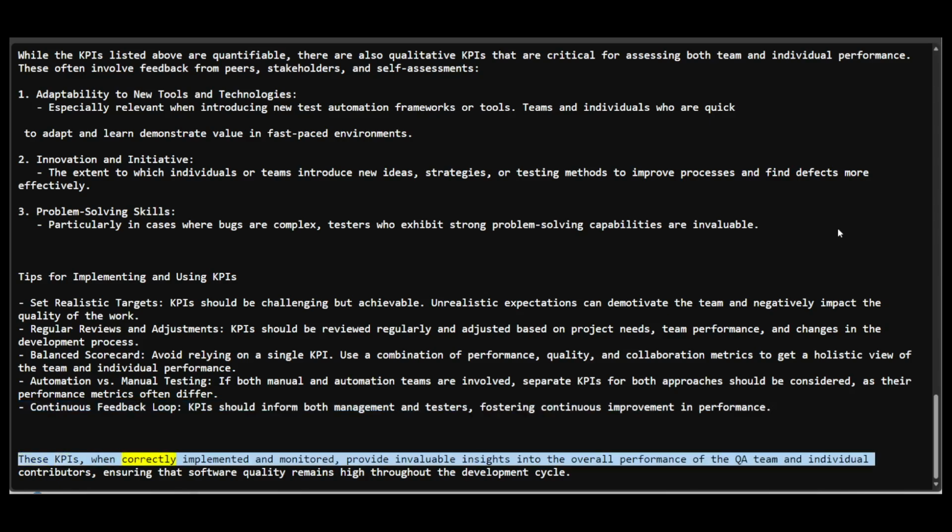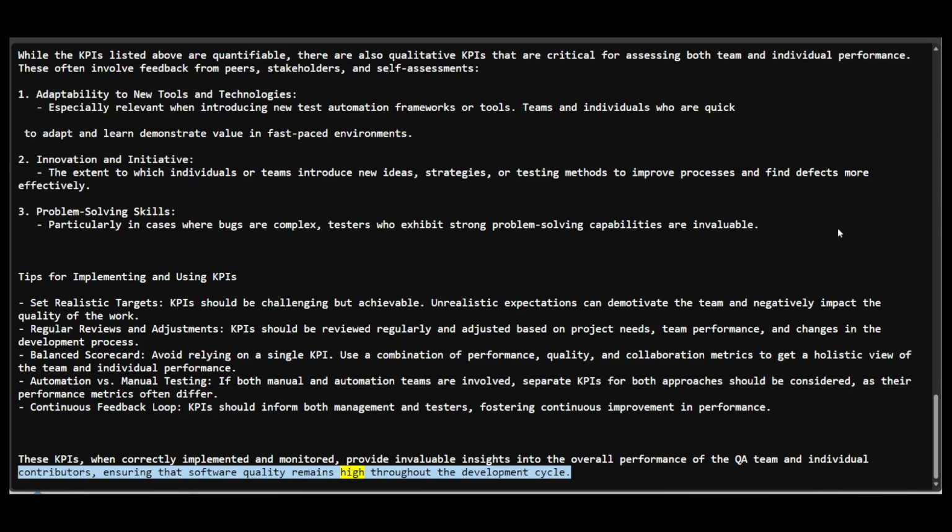These KPIs, when correctly implemented and monitored, provide invaluable insights into the overall performance of the QA team and individual contributors, ensuring that software quality remains high throughout the development cycle.